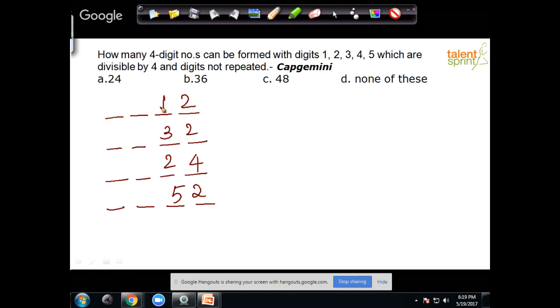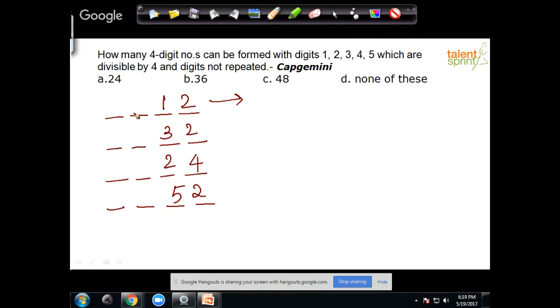Okay, now let us look at how many numbers we can form so that the last 2 digits are 1, 2. How many numbers can you form using these 5 digits so that the last 2 digits are always 1, 2, right? This is fixed. You are not changing it. Now, here you have to form 4-digit numbers. So you have 2 blanks.